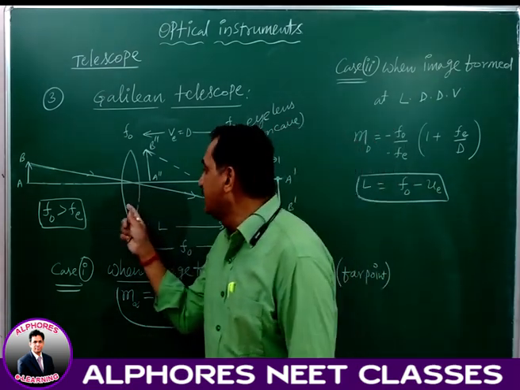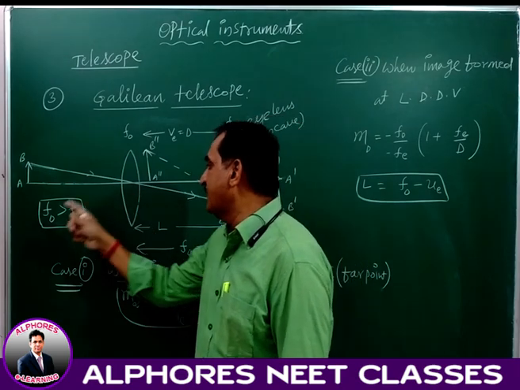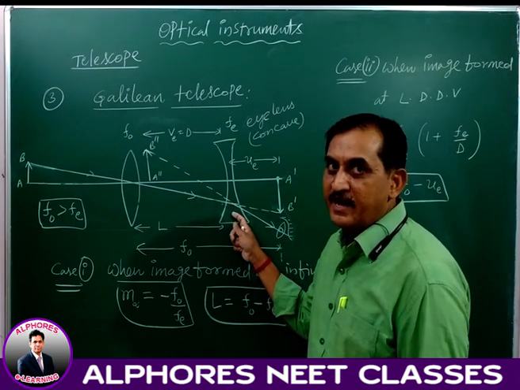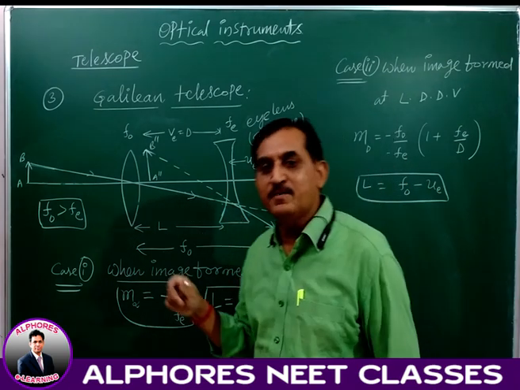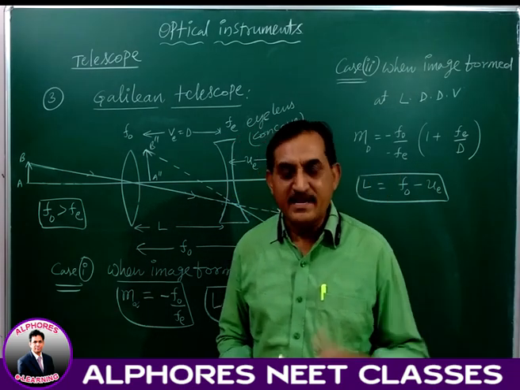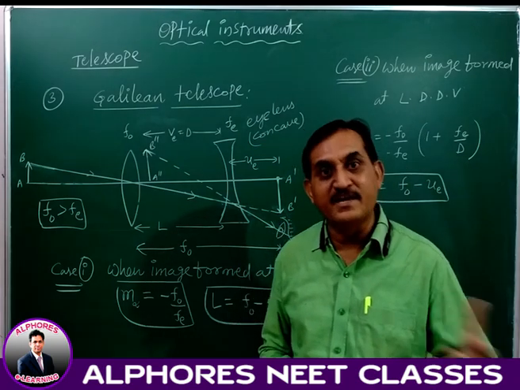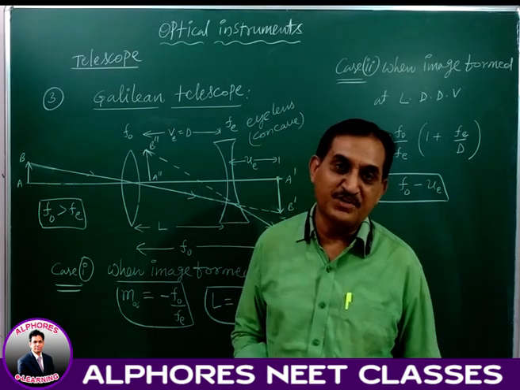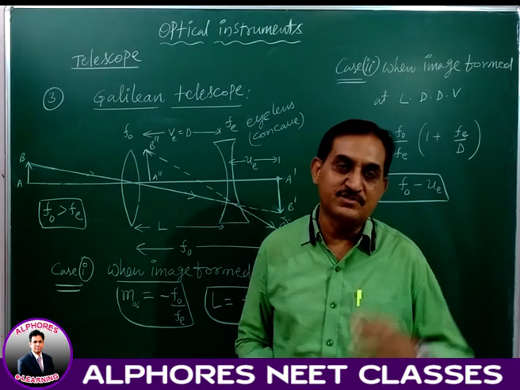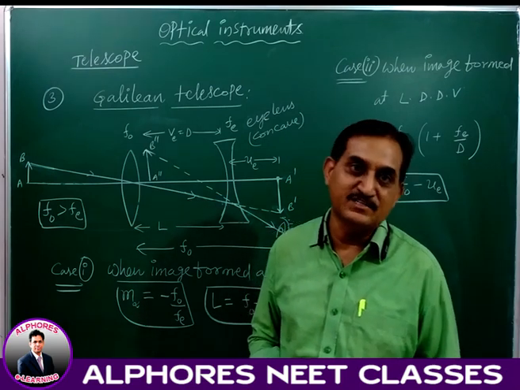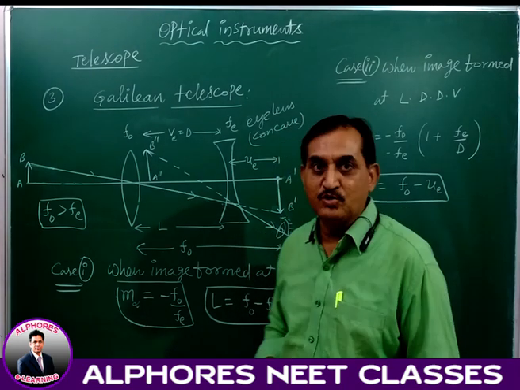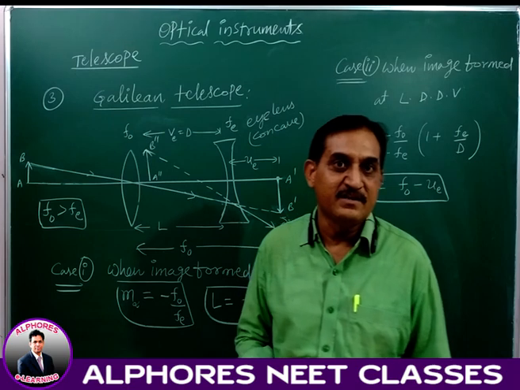Now, this field lens has a focal length f naught, which is greater than the focal length of the eye lens. But here the condition is the same for all the telescopes. The first telescope, the astronomical telescope, where f naught is greater than Fe. The second telescope, terrestrial, where three lenses are used along with the field lens and the eye lens, the eyepiece. One more erecting lens is used, where f naught is greater than Fe. Here also in the Galilean telescope, the condition is the same: f naught is greater than Fe.